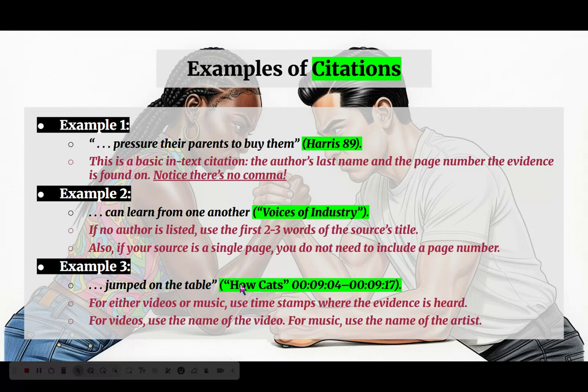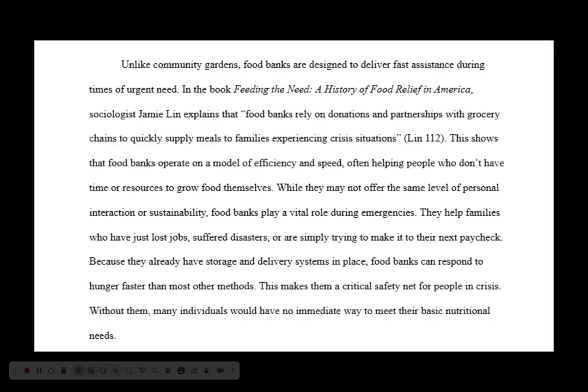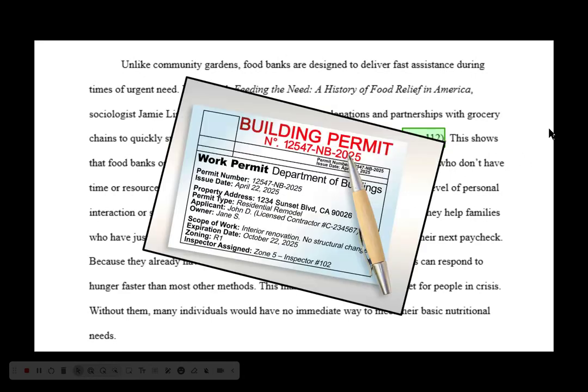So since this is a name, then this is a video that this source is. But if you're using a song, you'll actually use the name of the artist. So for example, if you were quoting a song by Taylor Swift, this would say Taylor Swift right here. And our citation here in this example paragraph is right here. It is parentheses, Lynn 112, parentheses, period. So this is the author's last name, and this quote was found in the book's page 112.